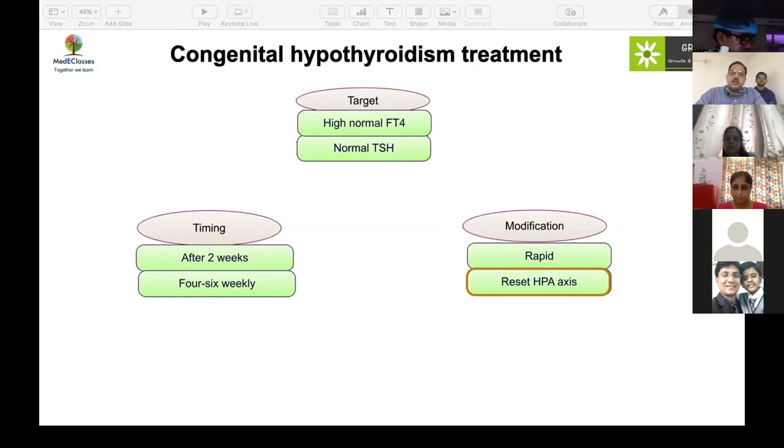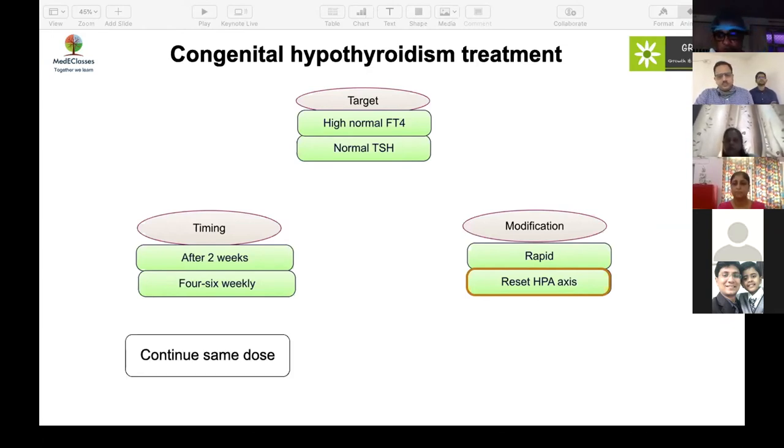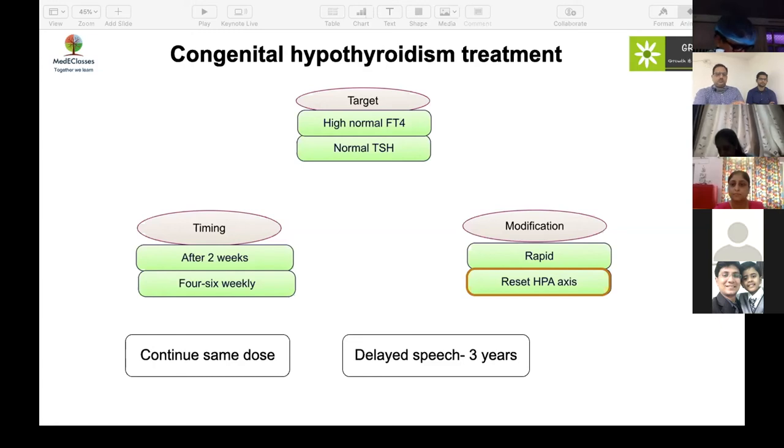So we have discussed that in this case, the TSH is persistently high. This looks like a reset axis. What is happening in this case is TSH is persistently high despite having adequate treatment, and FT4 is high. So this reset of the hypothalamic pituitary thyroid axis will take some time. In a setting where the TSH is very high, it will take some time to normalize the axis. We will not like to increase the dose for some time. So this basically means that we need to continue the same dose.